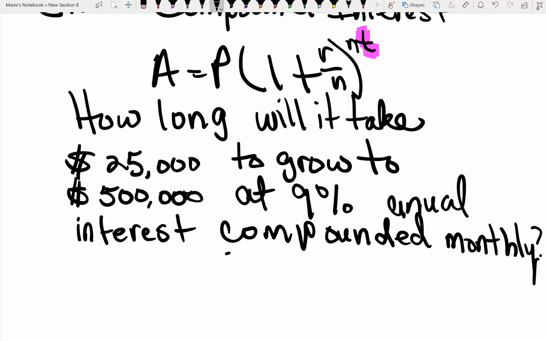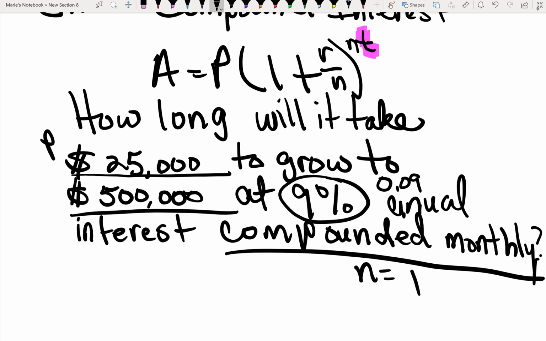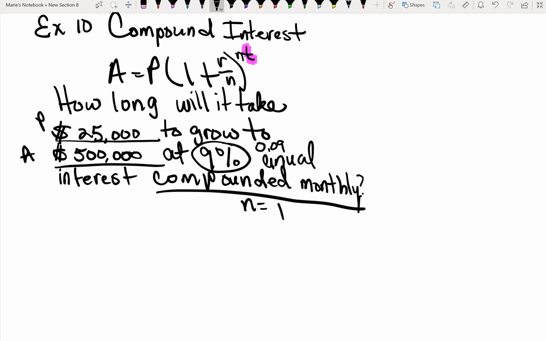Okay, now compounded monthly means that n is equal to 12. And then in this case, they're telling us the interest, 9%, so that's going to be 0.09. We're now going to look at 25,000, that's your present value, so that's a p-value, and this is your annual value or future value. And so when we throw this into our formula, this will become basically 500,000, which is what we want it to become.